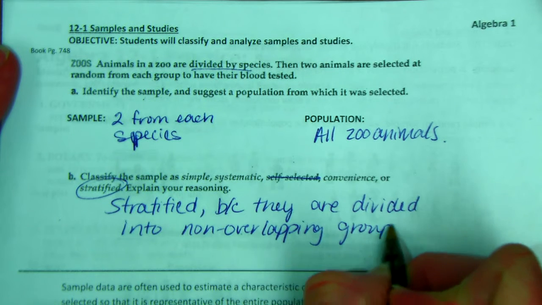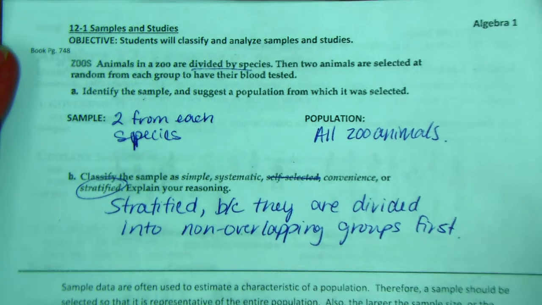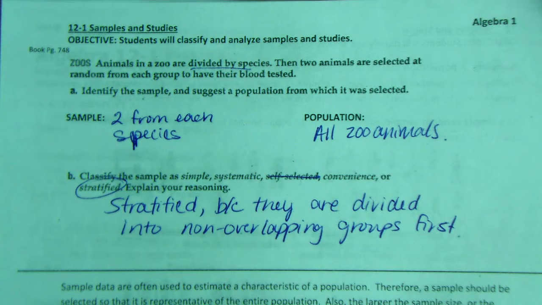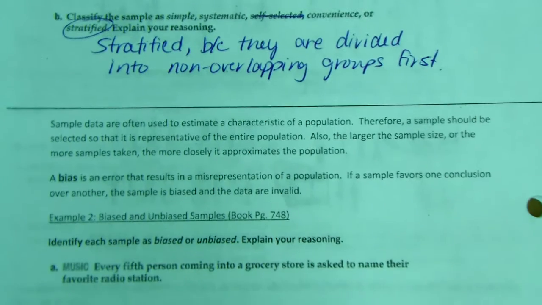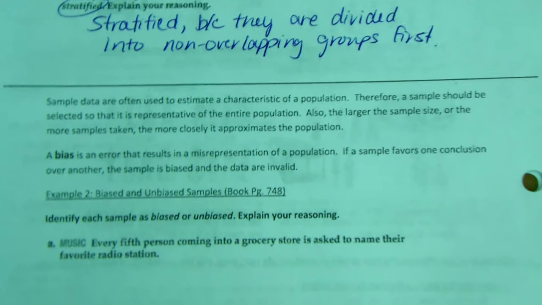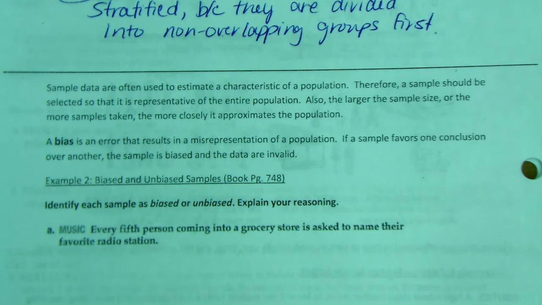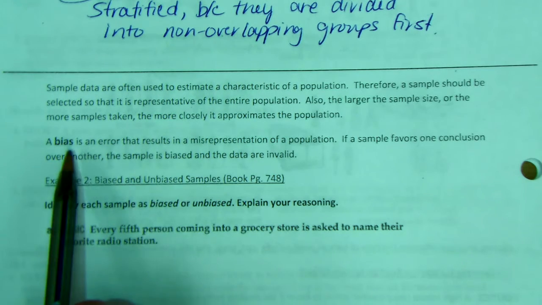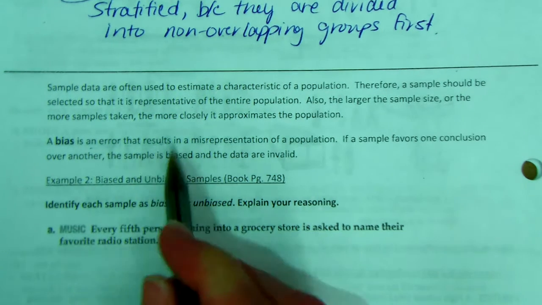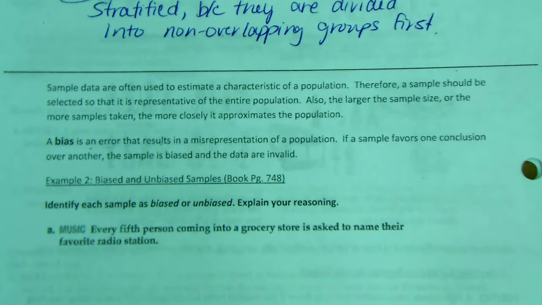Okay, here's where we're going to talk about bias. We haven't talked about bias yet, but here's where we're going to talk about bias. Okay, it's hard to get a sample that is not going to be a bias. So that just means there's probably going to be an error in the results. It's a misrepresentation of the population. If the sample favors one conclusion over another, then the sample is biased and the data are invalid. Then you can't use them. They're not going to be a very good representation of your entire population.